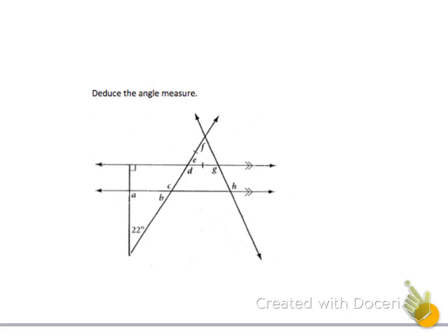Deduce the angle measures. Okay. So we can see that if we have these being parallel lines, A is corresponding to that 90 degree angle. So the measure of angle A is 90 degrees. So if that's 90, we can take 90 plus 22 and subtract it from 180 to get the measure of angle B. So 90 plus 22 is 112. 180 minus 112 is 68, so B is 68 degrees.